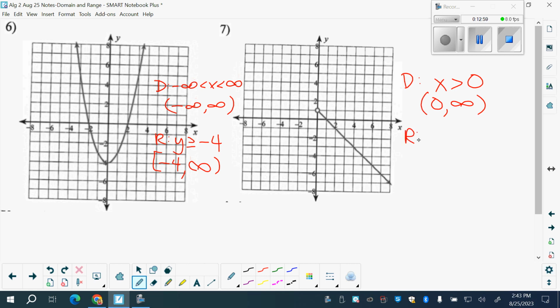Okay, what about the range? What's our range on this one? Trace, can you tell us what the range is? Y is less than 1. Good. Do you want to try the interval notation, or you want somebody else to do that? Be careful. This one's a little harder. Good. Yes. 1? Yes. Good.